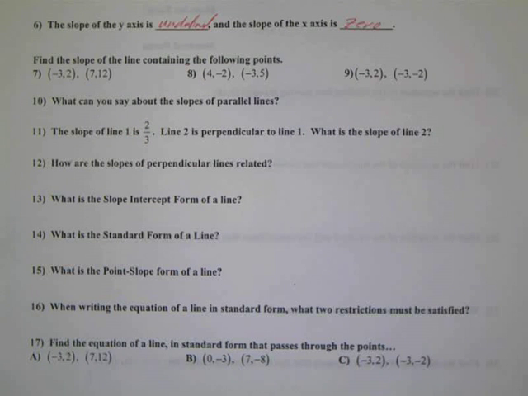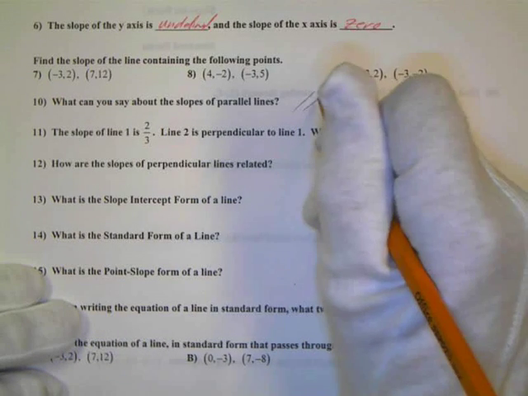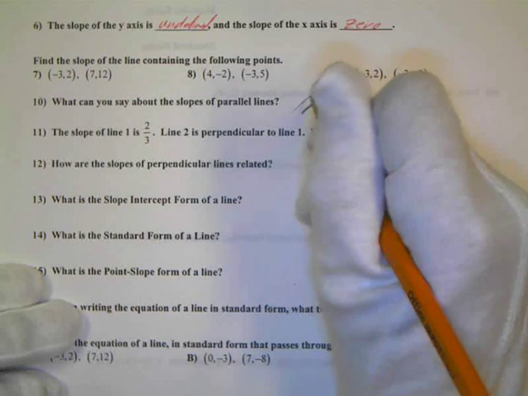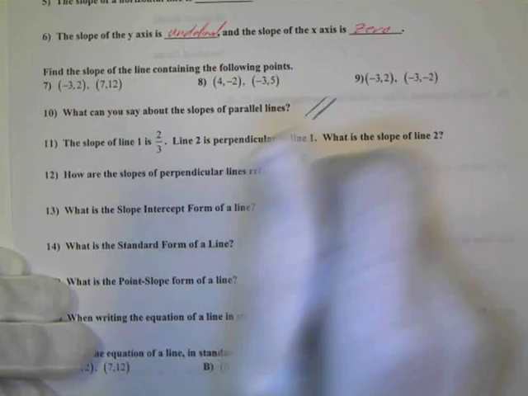Okay, more questions from the linear functions practice test, and this is number 10. What can you say about the slopes of parallel lines? Well, if two lines are parallel, you could just sketch two lines. If they're parallel, they have the same rise over the same run. So the slopes of parallel lines, what can we say? They're equal.